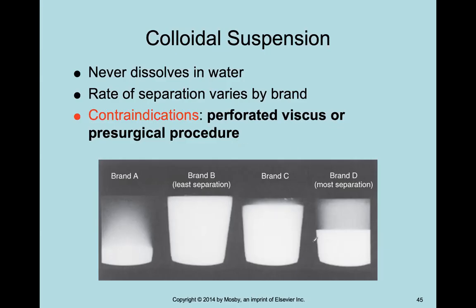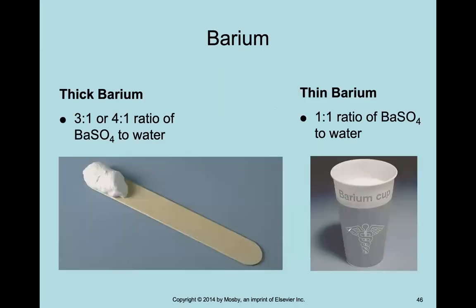It's like cement, essentially. If you just let this barium sit there, it will begin to separate and it's going to be very, very heavy. Thick barium, thin barium. The ratio of thick barium is 3:1 or 4:1, thin barium 1:1 of barium to water.